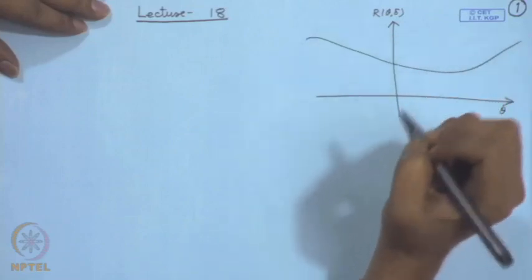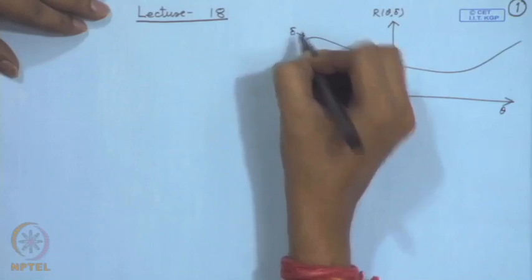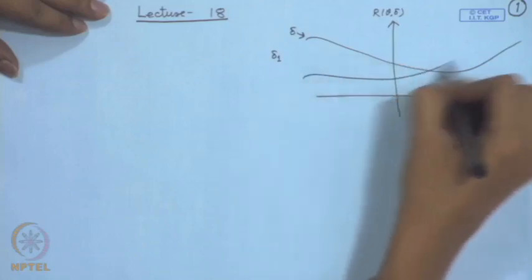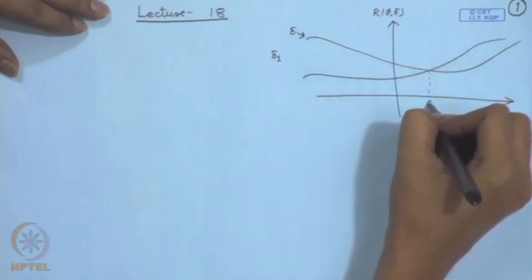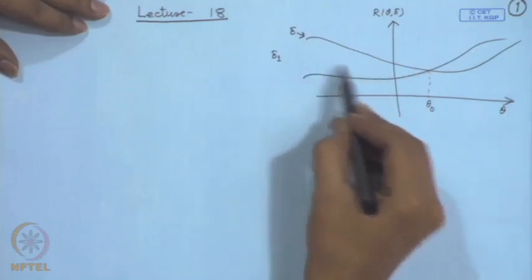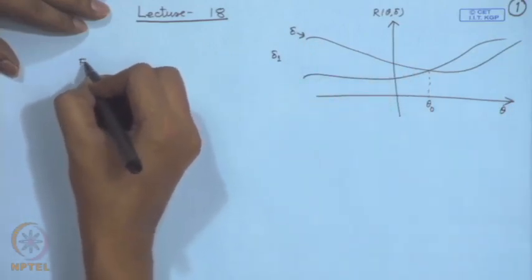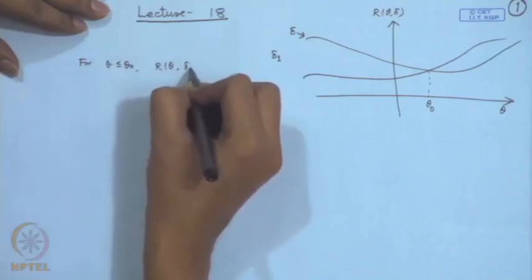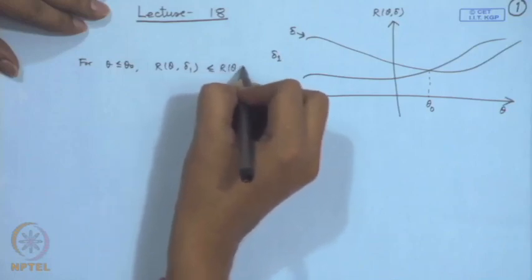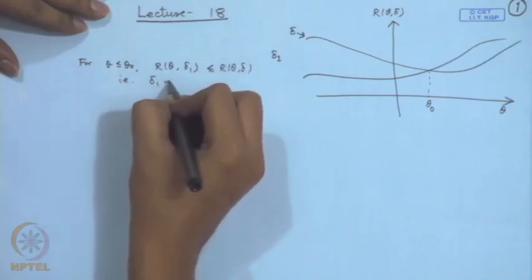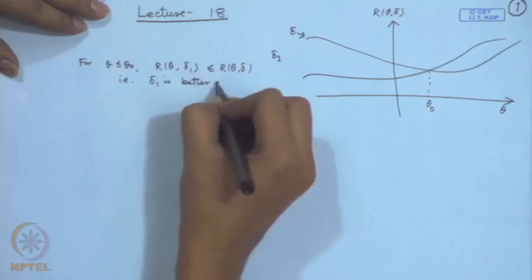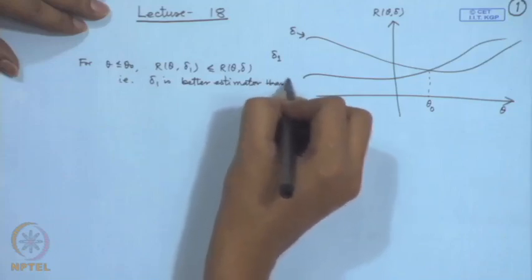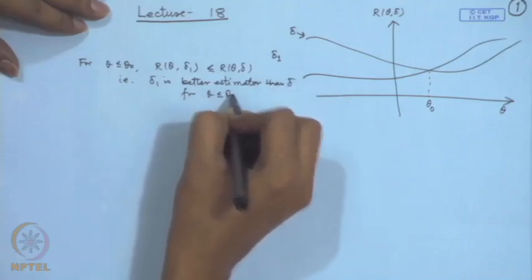It may have a certain shape. Suppose this corresponds to the estimator delta. Suppose corresponding to estimator, say delta 1, the risk function is like this. Suppose this is the point, say theta naught. Then we can say here that for theta less than or equal to theta naught, risk of delta 1 is less than or equal to the risk of delta. That is, delta 1 is a better estimator than delta for theta less than or equal to theta naught.